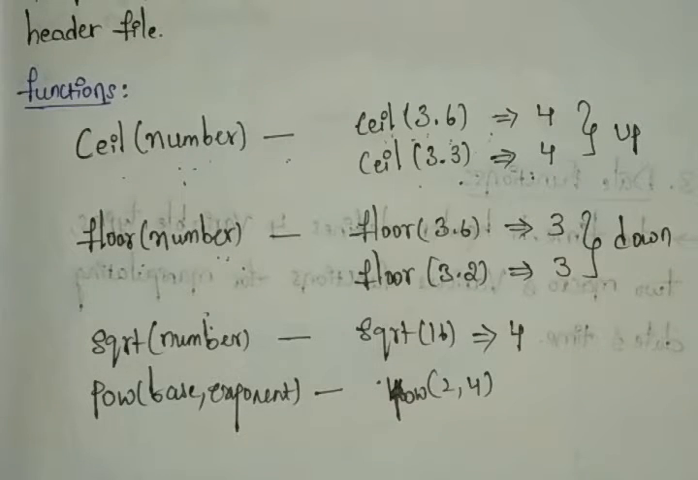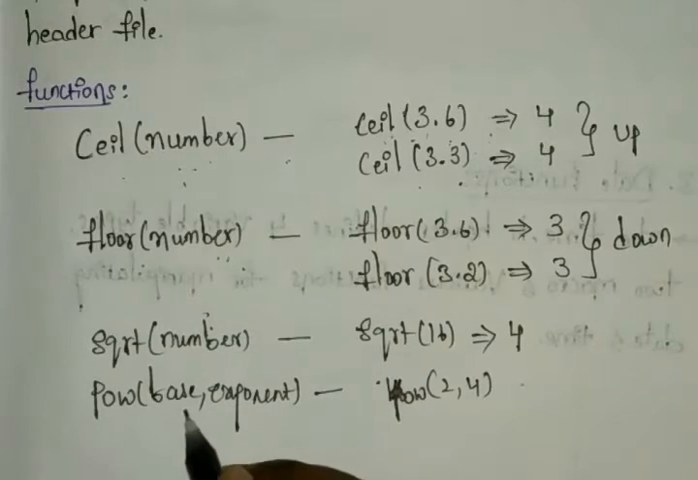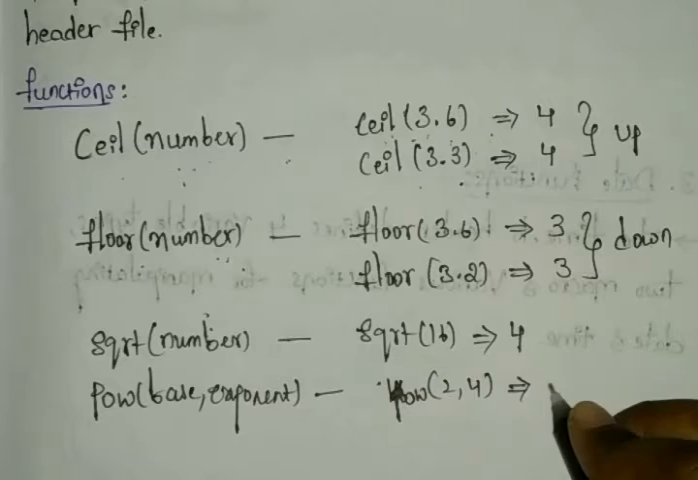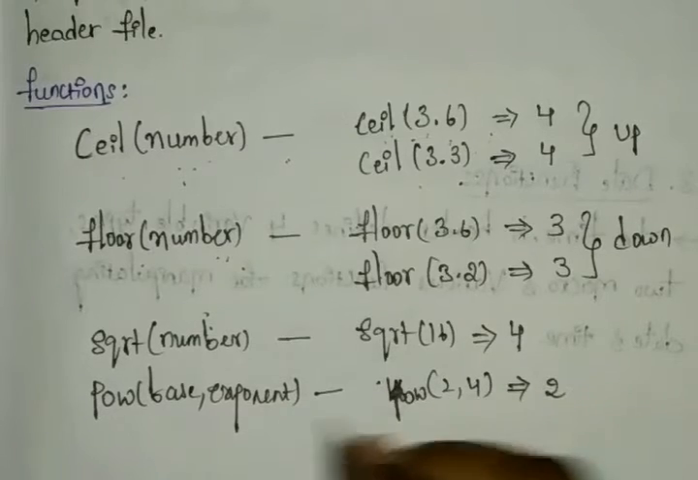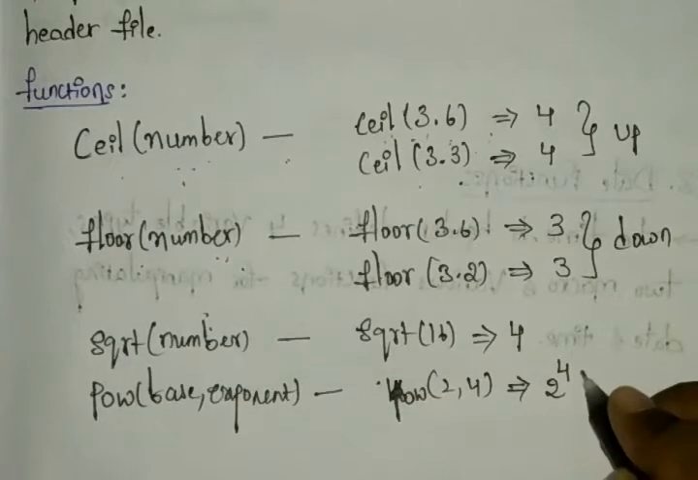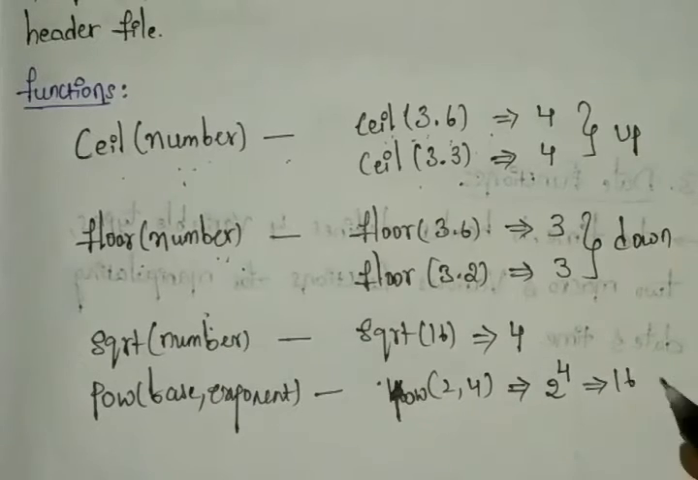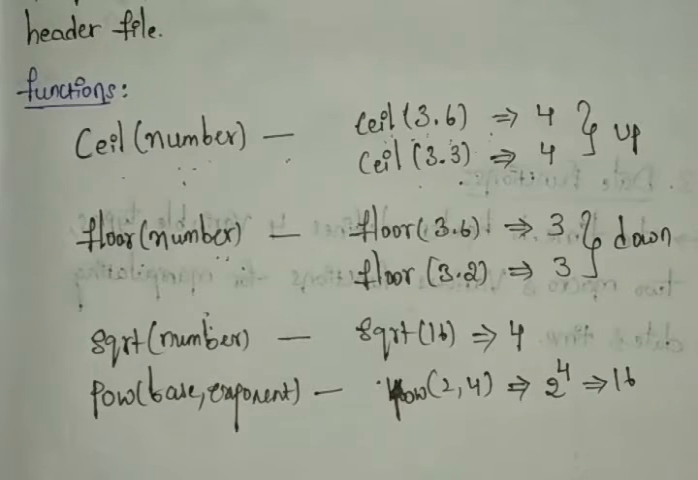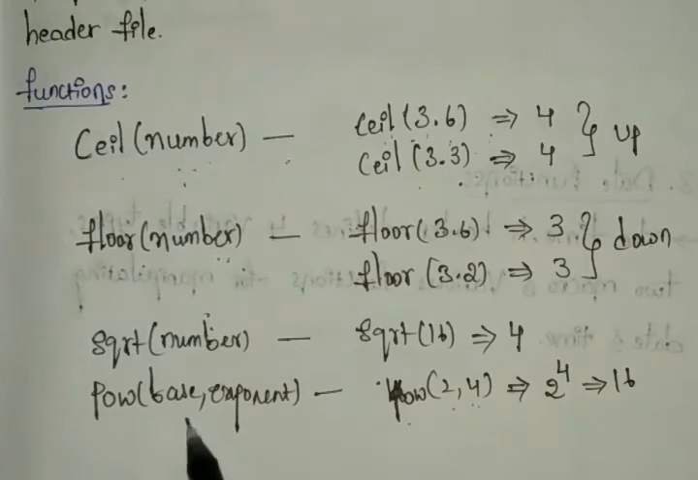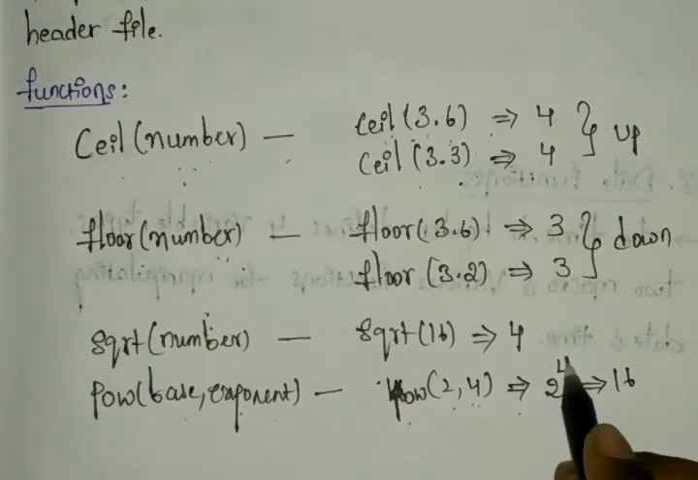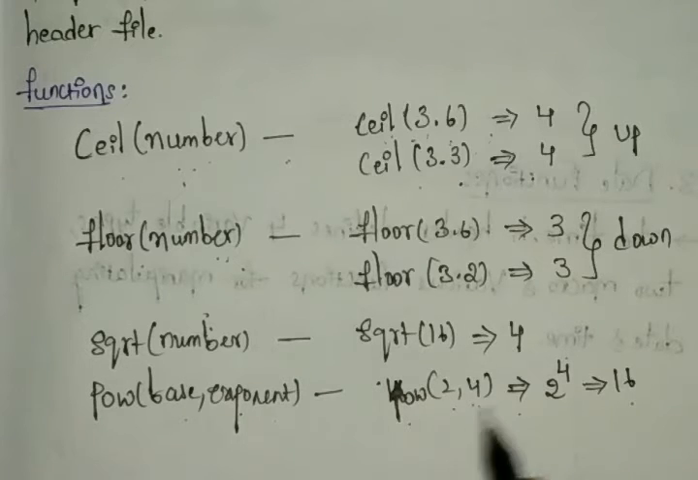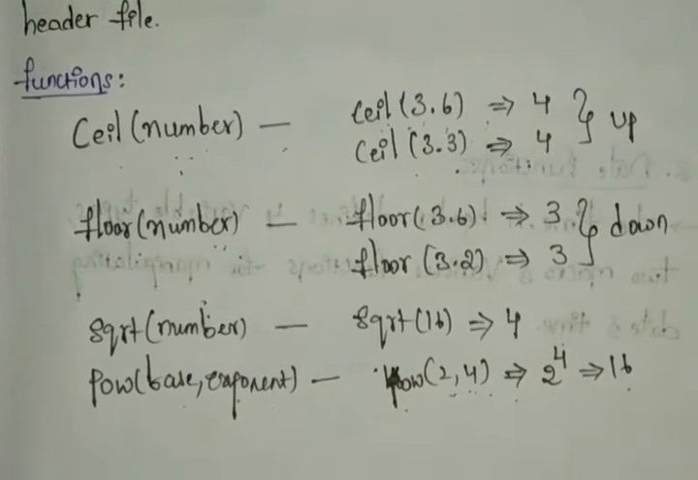How will it be identified here? If you give 2 comma 4, you will get 16. How do you get the 16 value? You can see it first converts the 2 as the base and takes 4 as the exponent, so 2 power 4 gives the 16 value for 2 comma 4 in the power section.